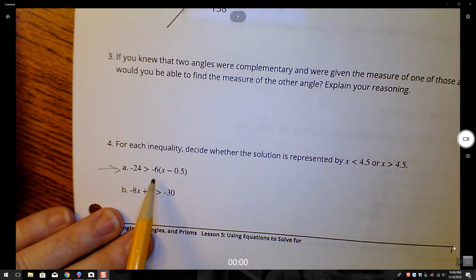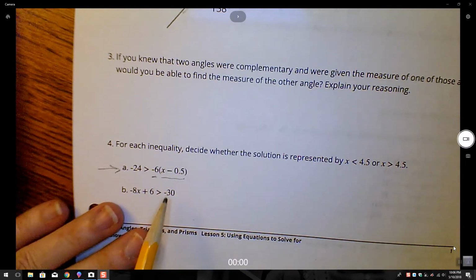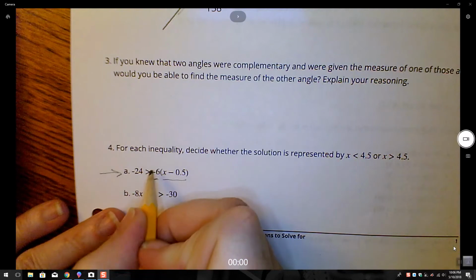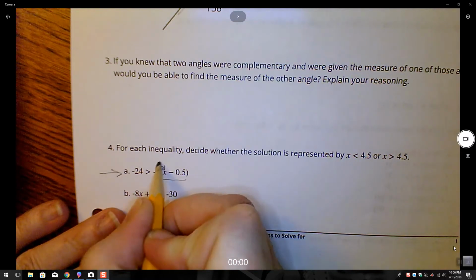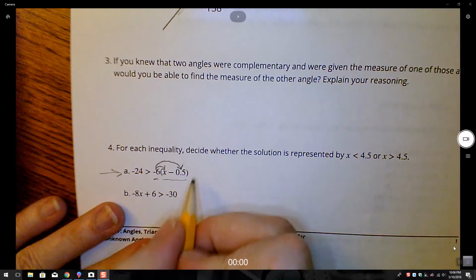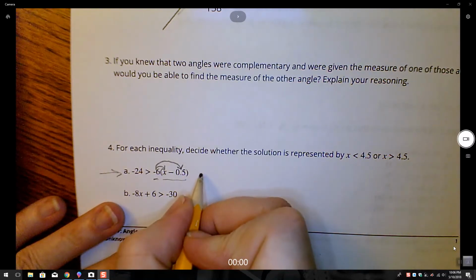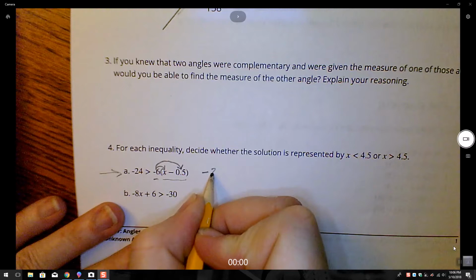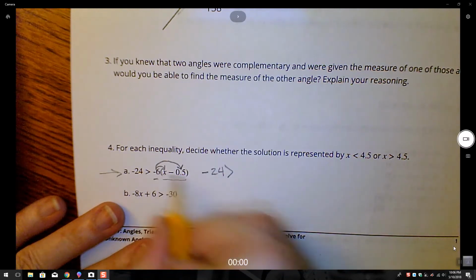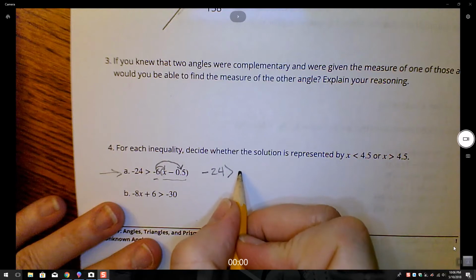I see that we have 2 factors here. That means 2 parts that are being multiplied together. And how can we multiply these 2 pieces together? Anybody know what the word is? What is it when we do that? That's right, it's distribution. So I'm going to rewrite this problem distributed. It'll be minus 24 is greater than minus 6 times x. That's negative 6x, right?